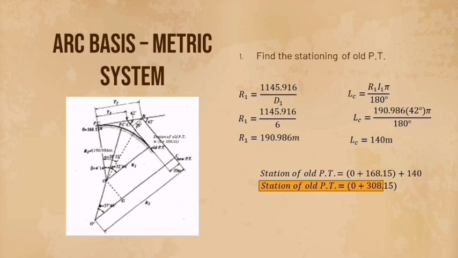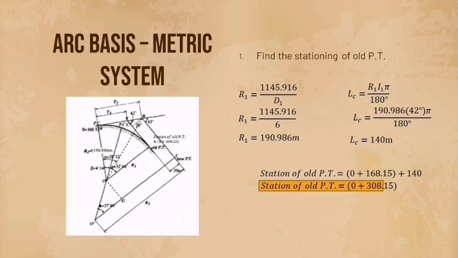So for the length of curve, our formula is length of curve equals radius 1 times the angle of intersection times pi over 180 degrees. So okay, let's substitute all the values. Our radius is 190.986. Our angle of intersection is 42 degrees, times pi over 180, and we'll get the answer of 140 meters.